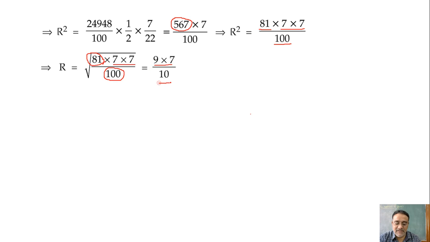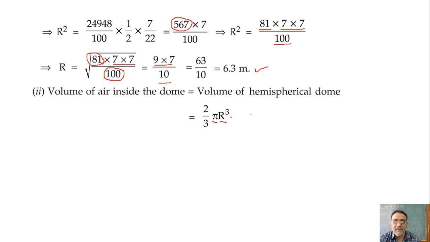63 upon 10. That means 6.3 meter. This is the radius. Any doubt in calculating the radius? No, sir. Okay. So now we are going to calculate the volume of air inside the dome. That is 2/3 pi r cube. Now we'll substitute the value of pi and r.